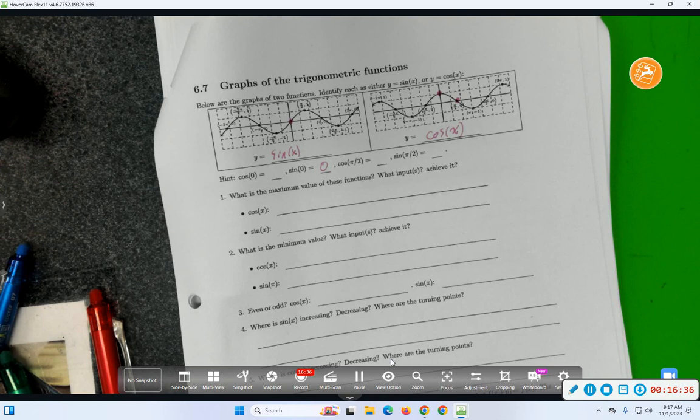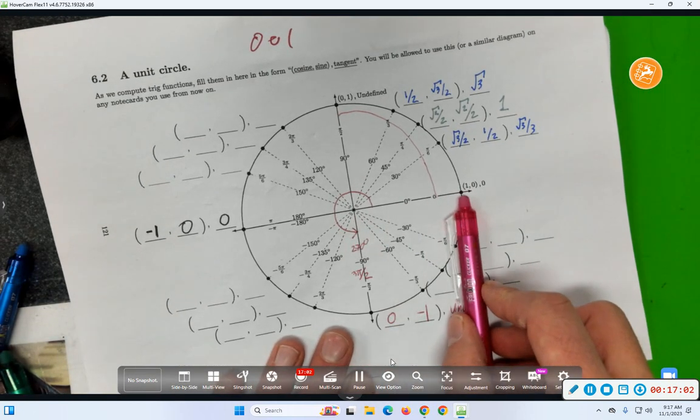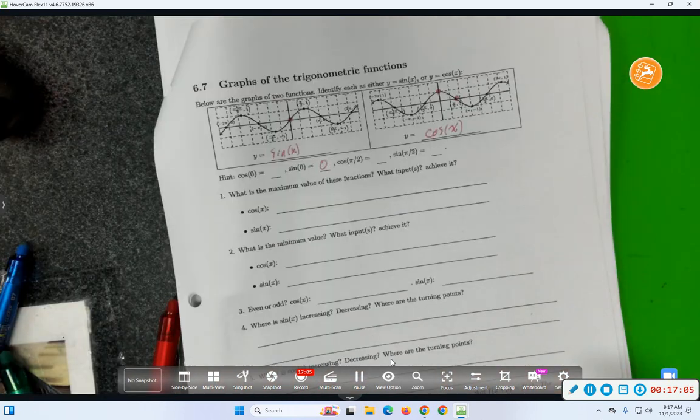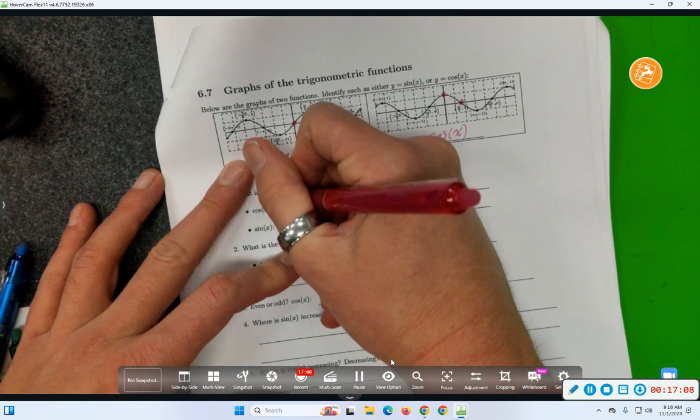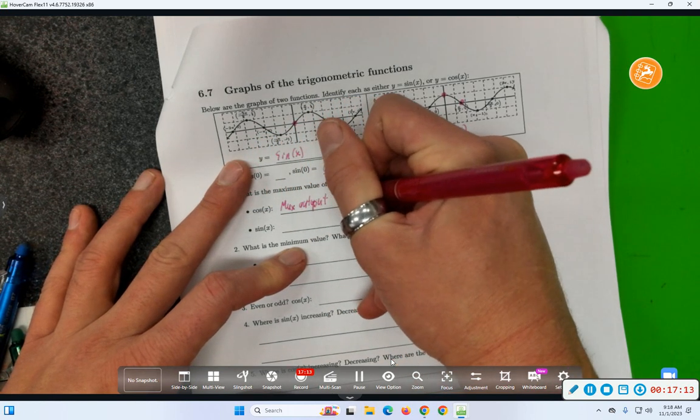And maybe we'll just go top to bottom. Let's optimize. What are the maximum and minimum values these functions take? What's the maximum value? 1. The biggest y value you see on either one of them is 1. And I guess that makes sense. Cosine is the x value on the unit circle. Biggest x value you see on the unit circle is 1. So the maximum value of these is 1.